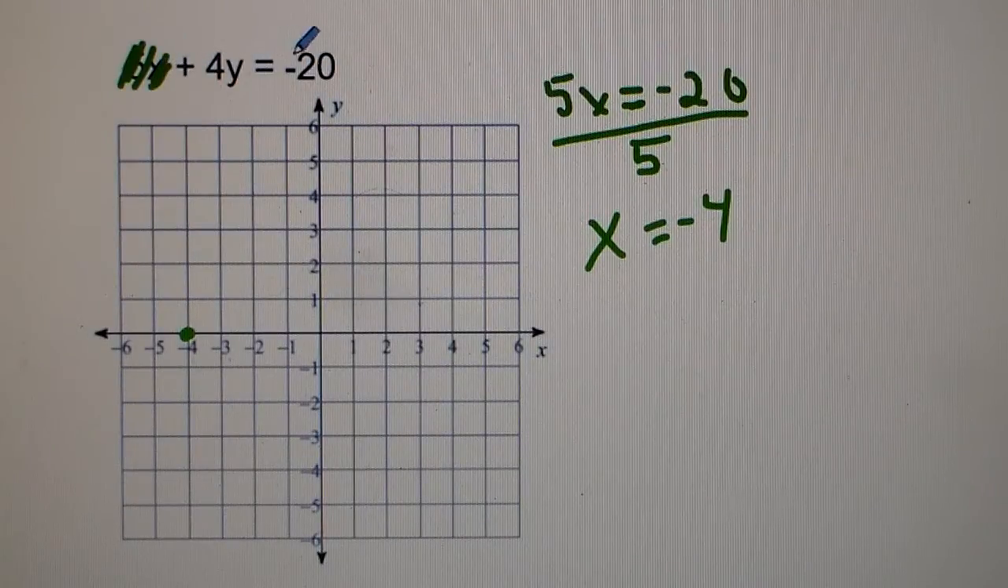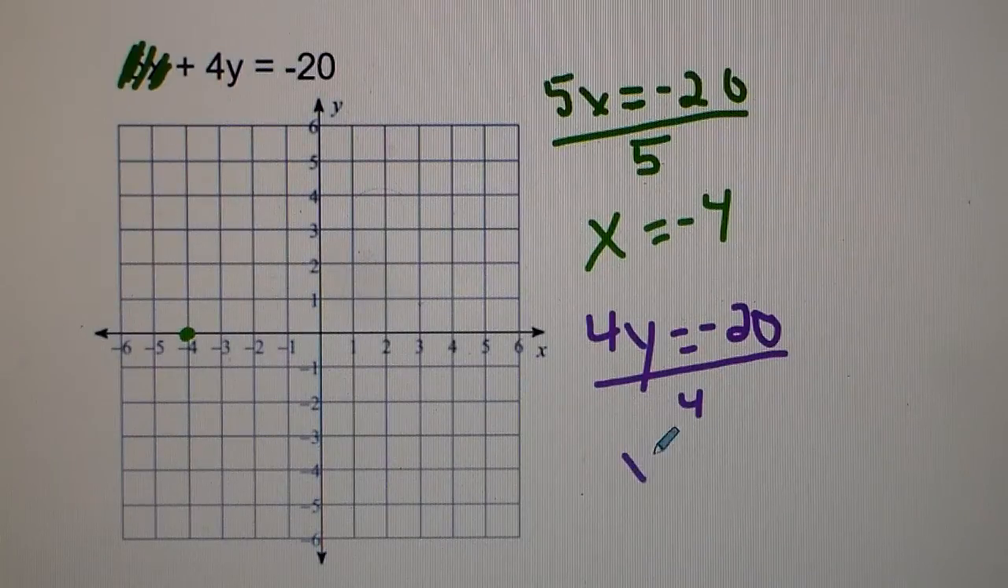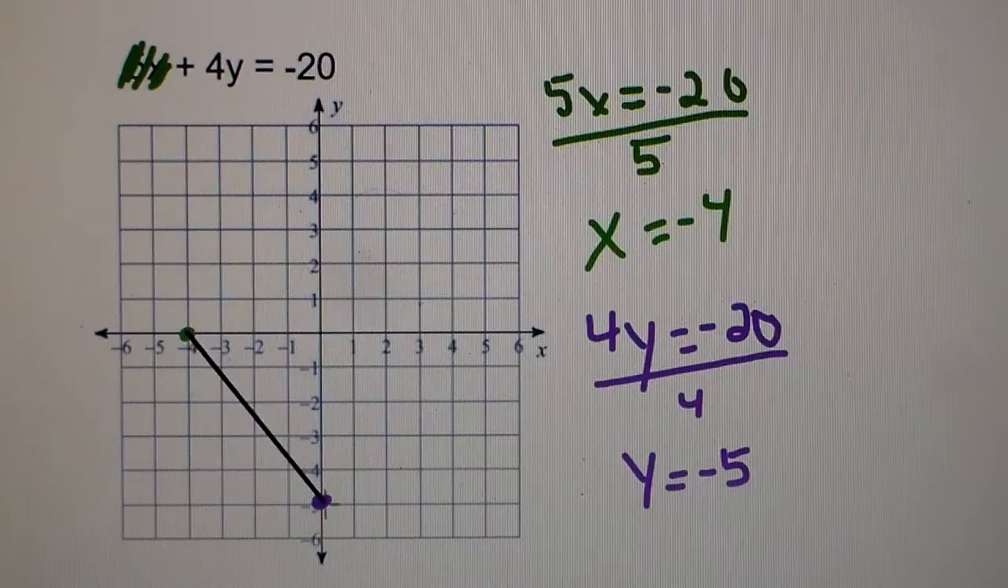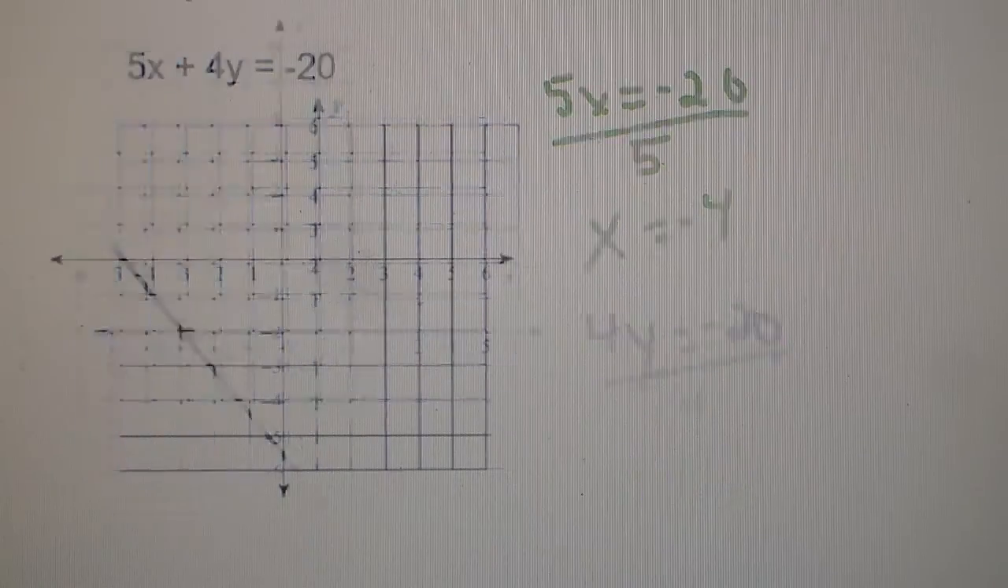So now we have plus 4y is equal to negative 20. So 4y equals negative 20. We divide both sides by 4. And we get y equals negative 5. So we plot a coordinate at negative 5 on the y-axis, and then we connect them. The line that we draw is the 5x plus 4y equals negative 20 line, right here. Alright.